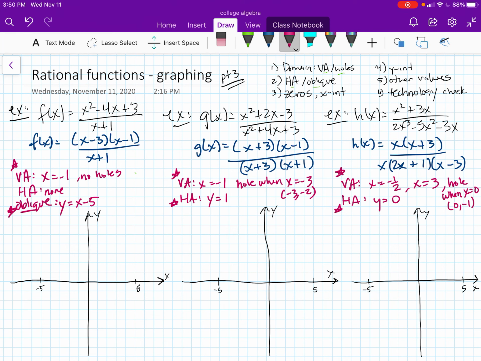But if I draw the asymptote here at x equals -1, for that vertical asymptote, I now know even if I mess up a little when I'm drawing my graph, I could see that it's intended not to cross that line. All right. Okay, y equals x minus 5 is the oblique asymptote. So we graph that line.